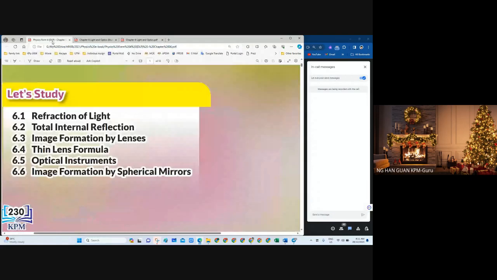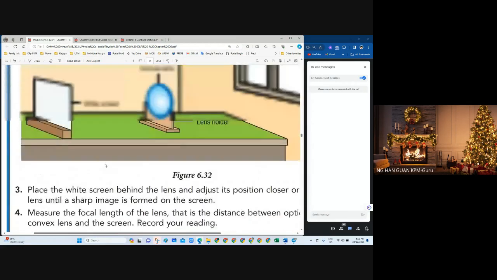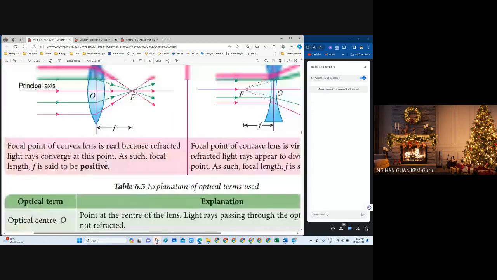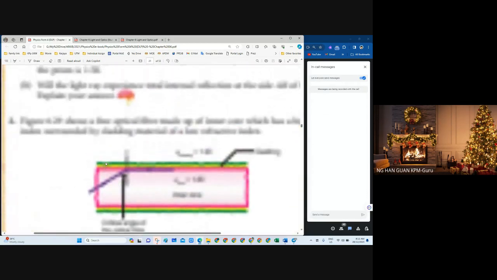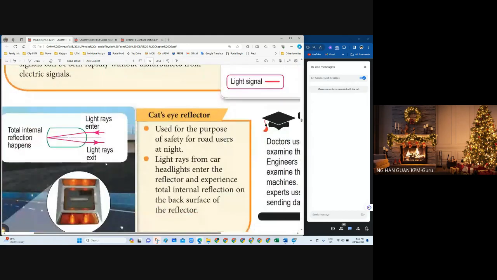I think the textbook also gives the same information. Okay, so this one you must read and know, lah. Okay, so this one, optical fibers.